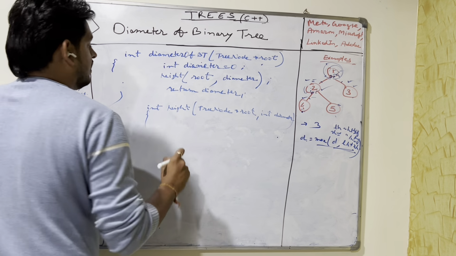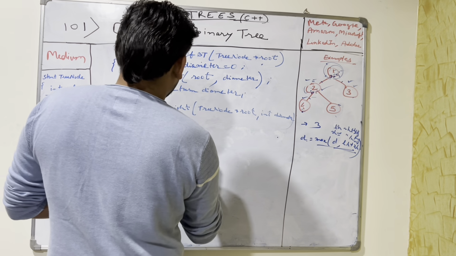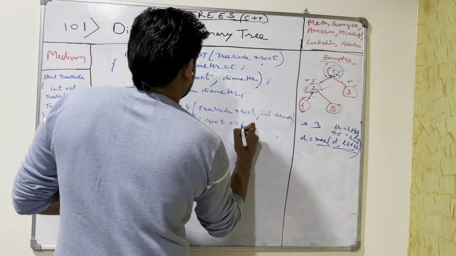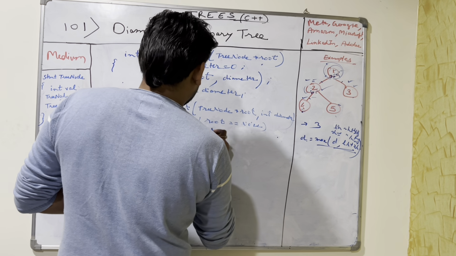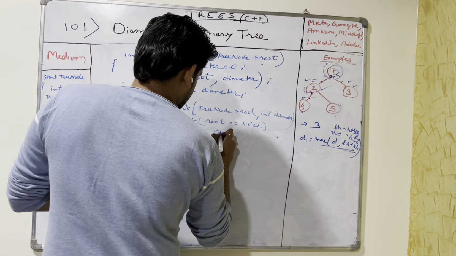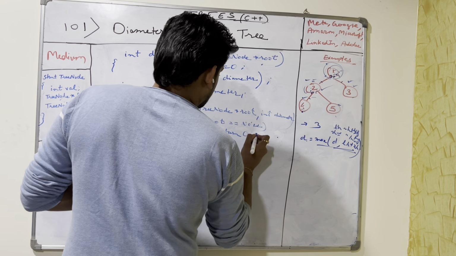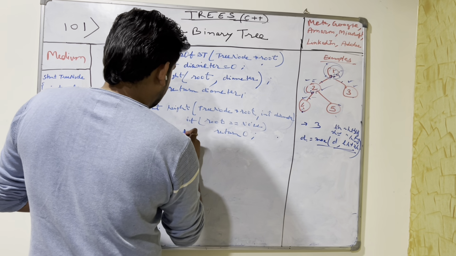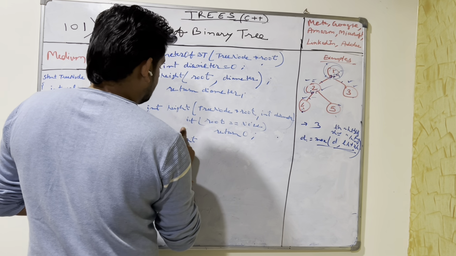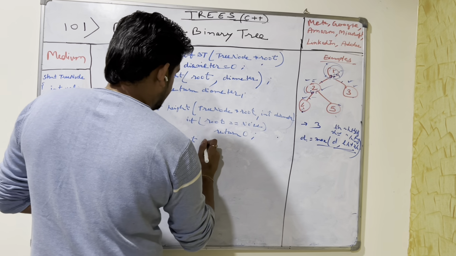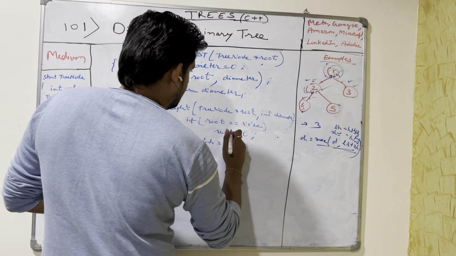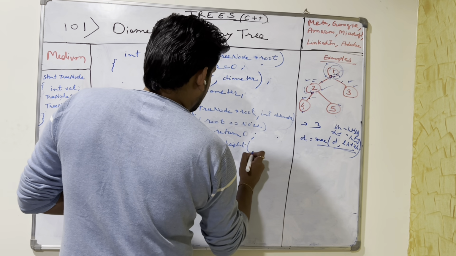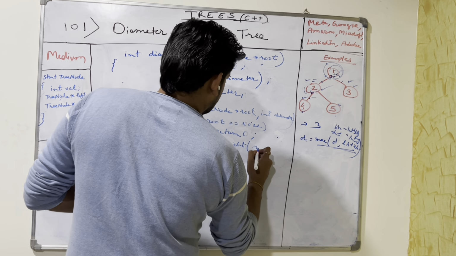Now if root is equal to null, in that case the height will be 0, so just return 0. Otherwise, what do I do? I find the left height. I don't need to write else here, since we return automatically, it will come here. Int left height is equal to, what would be the left height? We know the left height would be height of root left.